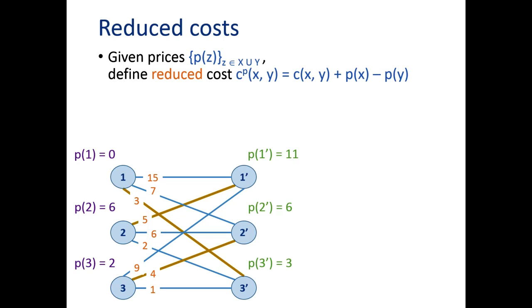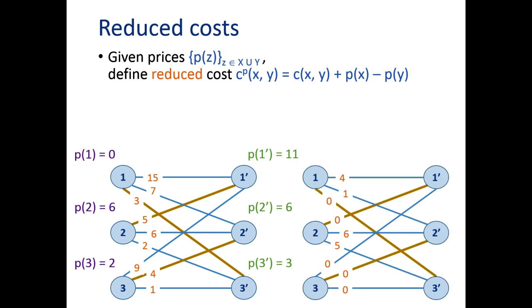So what do I get here? Let's pick some arbitrary edge. How did I get this 4? 4 is 15 plus 0 minus 11. How did I get this 0? 0 is 3 plus 0 minus 3. Pick your favorite edge, check that it works out. One more example: this 6 is 6 plus 6 minus 6, so it remains 6.